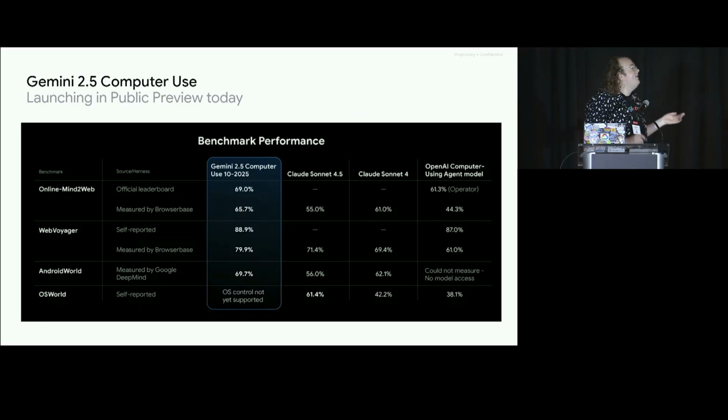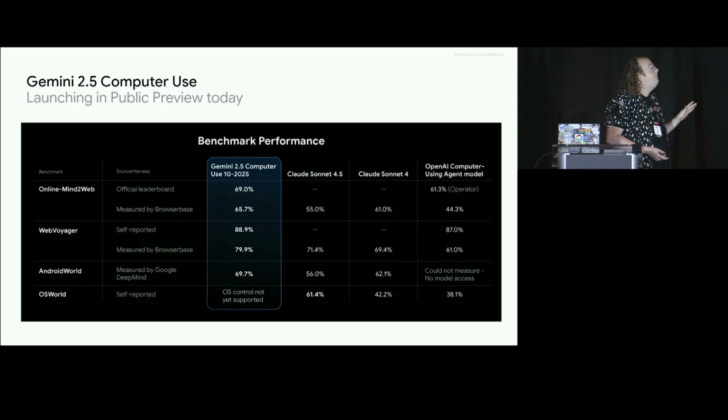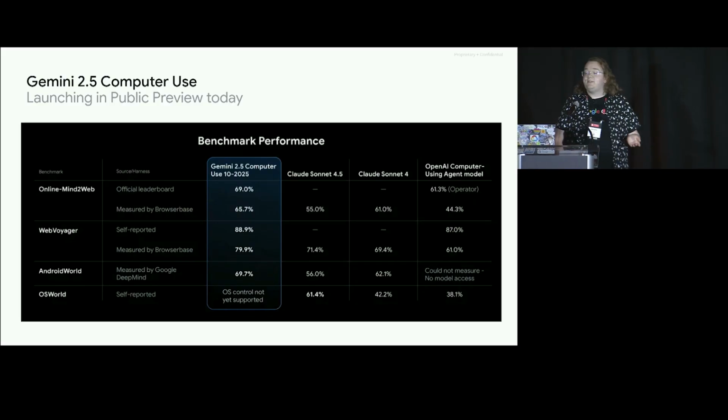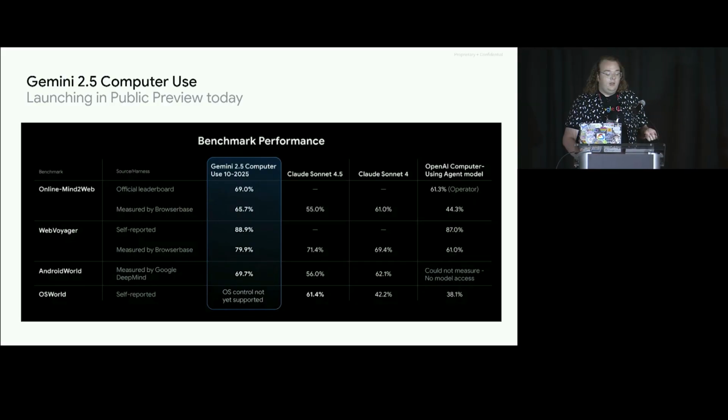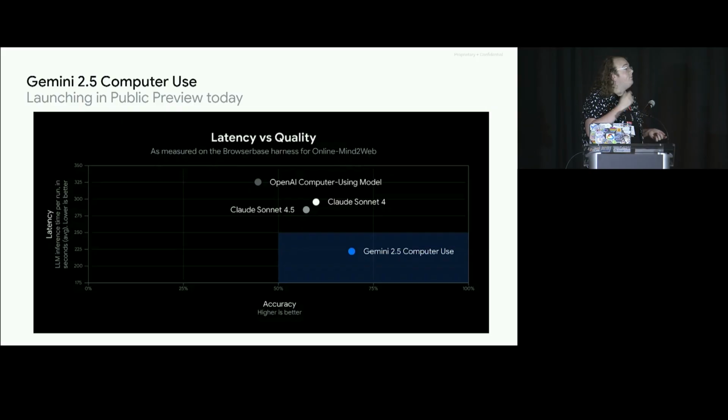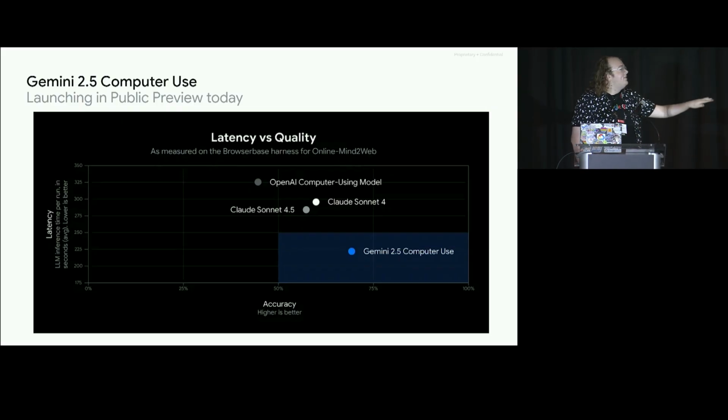Some of the benchmarking on this, it's performing super well in all the various benchmarks that we're showcasing here. And also is performing super well in terms of accuracy and latency. So lower and to the right is better in this particular case, higher accuracy and lower latency. So we're super excited to see this go GA and to see what people build with it. And of course, this is all built on top of the technology and the training that we've done with Project Mariner that was previously announced.